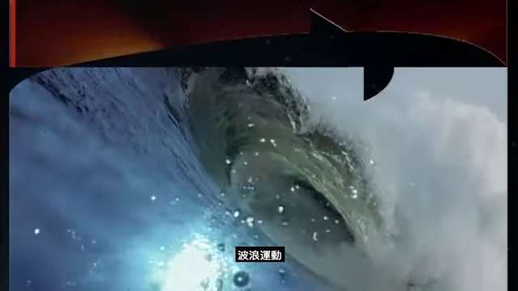Wave movement. Waves in the sea that break along the shore are familiar sights to all of us. But what are waves? How are they formed? And how do they influence our dives?